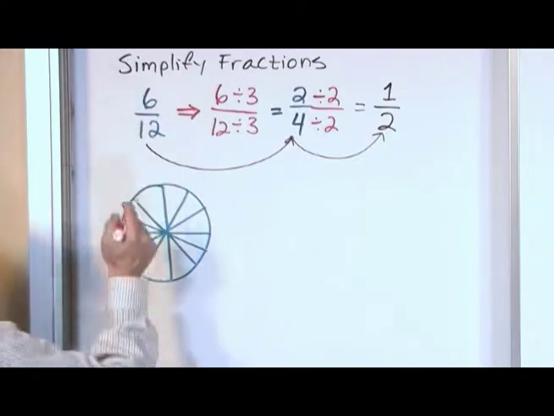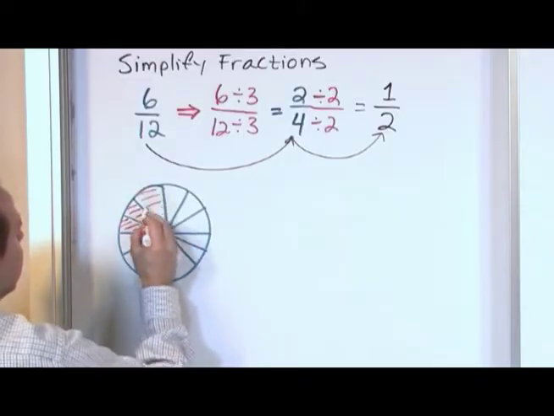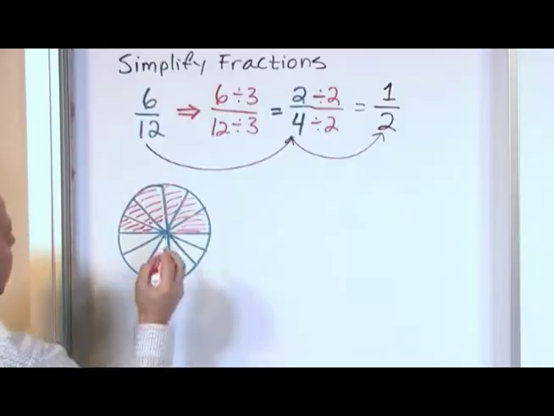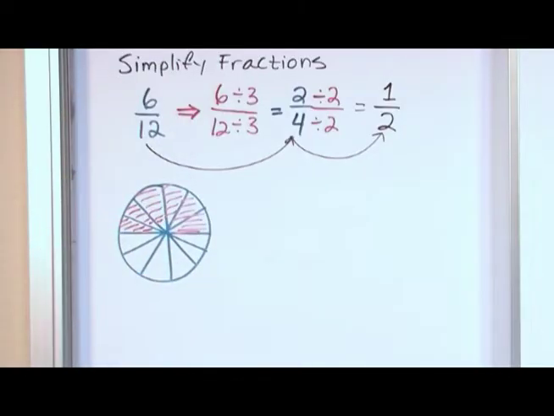Now I'm going to give away 6 pieces. So here's 1, 2, 3, 4, 5, 6 pieces of pizza. I've given that much away. Sure does look like half of a pizza, right?